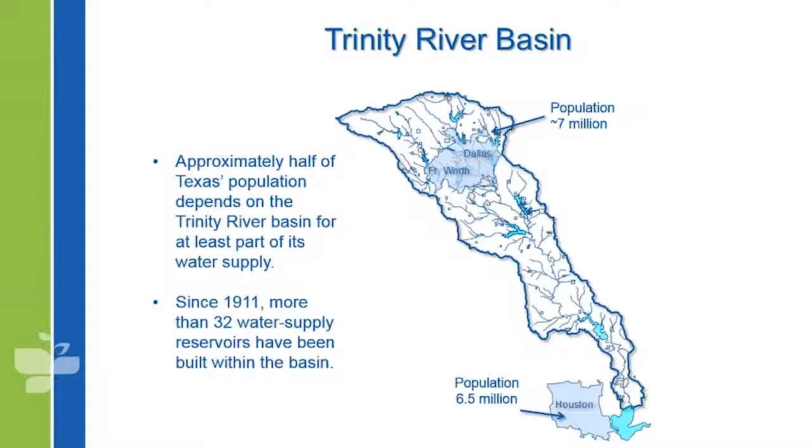This makes the Dallas-Fort Worth statistical metropolitan area the fourth largest metropolitan area in the third most populous country in the world. So let that sink in for just a minute. That's an awful lot of people and a lot of pressure on the water supplies that we have in the basin. If you take Dallas-Fort Worth and the city of Houston, that's about half the population of the state of Texas that relies upon the Trinity for water supply. A lot of that water supply, most of it in this region, comes from surface water. And since 1911, we've built more than 32 water supply reservoirs to capture water when we have it and then use it during those hot, dry summers when we need it.